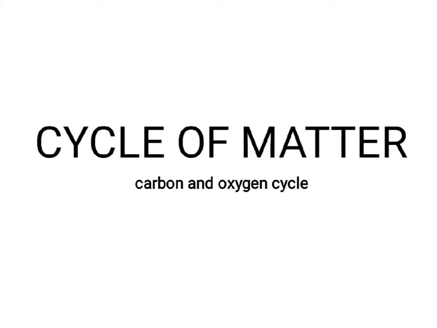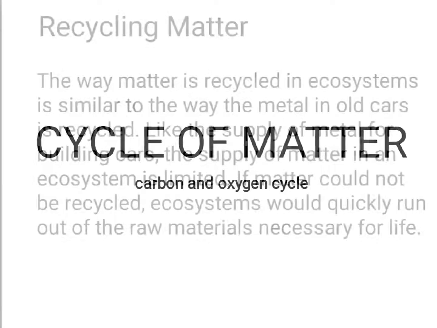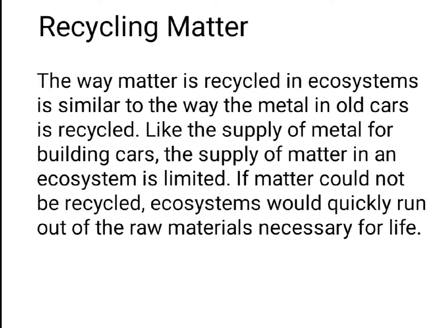Good day. Our topic is the cycle of matter: the carbon and oxygen cycle. So, recycling of matter. The way matter is recycled in ecosystems is similar to the way the metal in old cars is recycled, like the supply of metal for building cars. The supply of matter in an ecosystem is limited. If matter could not be recycled, ecosystems would quickly run out of raw materials necessary for life.